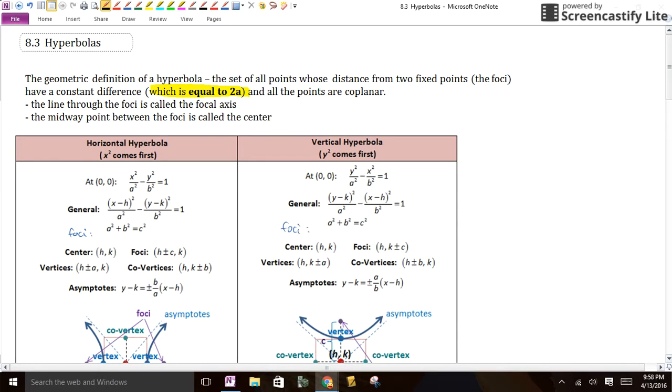8-3 hyperbolas. All right, a hyperbola is going to feel a whole lot like an ellipse, and in fact, it's very, very similar. First off, the difference: remember that for an ellipse, the two foci added together gave you a common sum. Well, for a hyperbola, these two have a common difference, and that common difference is where all the points are. Now it also has foci.